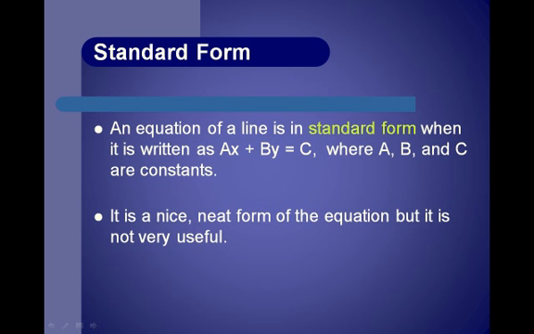What this means is you get the x's and y's on one side of the equation and the number terms on the other. Typically, we want the x term to be positive, and we don't want fractions for your coefficients of a or b. This is a nice, neat form of the equation. But it's not very useful, not like the point-slope or slope-intercept.